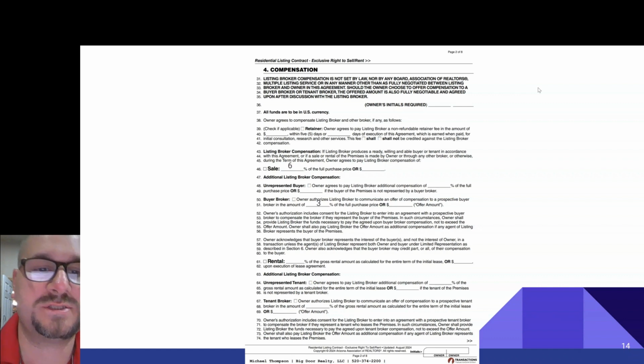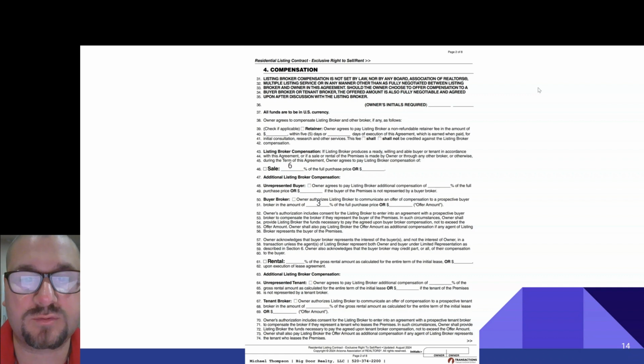Now, if this is a rental, you would put a percentage there. If not, most times we're going to be doing sales. So if it's a rental, put a percentage there of the gross rental amount as calculated for the entire term of the initial lease, or dollar value upon execution of lease agreement.